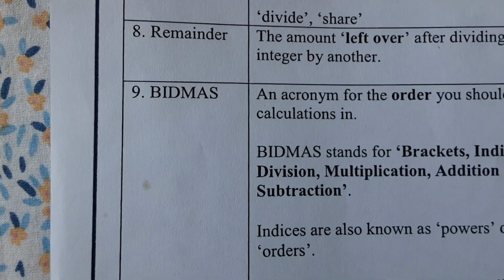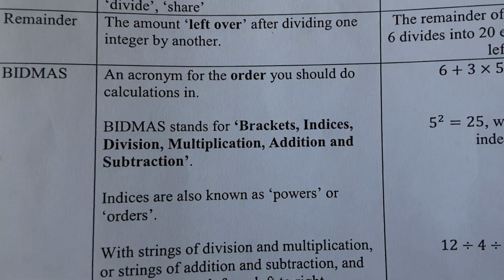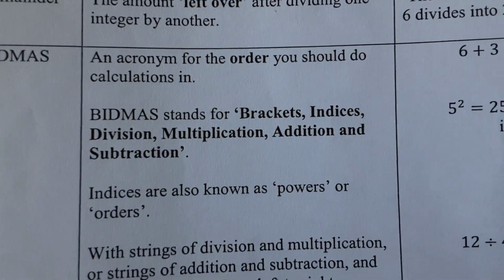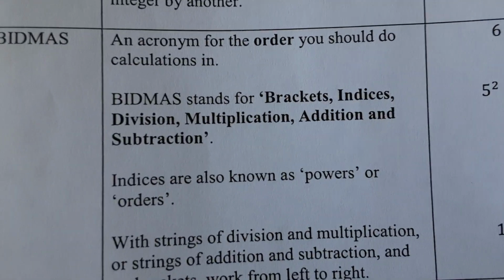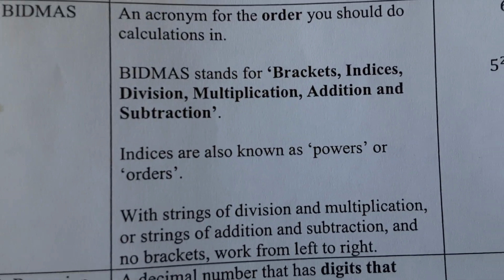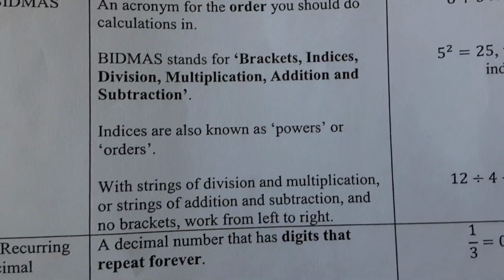Okay, now BIDMAS or BODMAS, okay? So it's an acronym for the order you should do calculations in. So BIDMAS stands for brackets, indices, division, multiplication, addition, and subtraction. So we've already talked about multiplication, addition, division, and subtraction. We haven't yet talked about brackets or indices, okay?